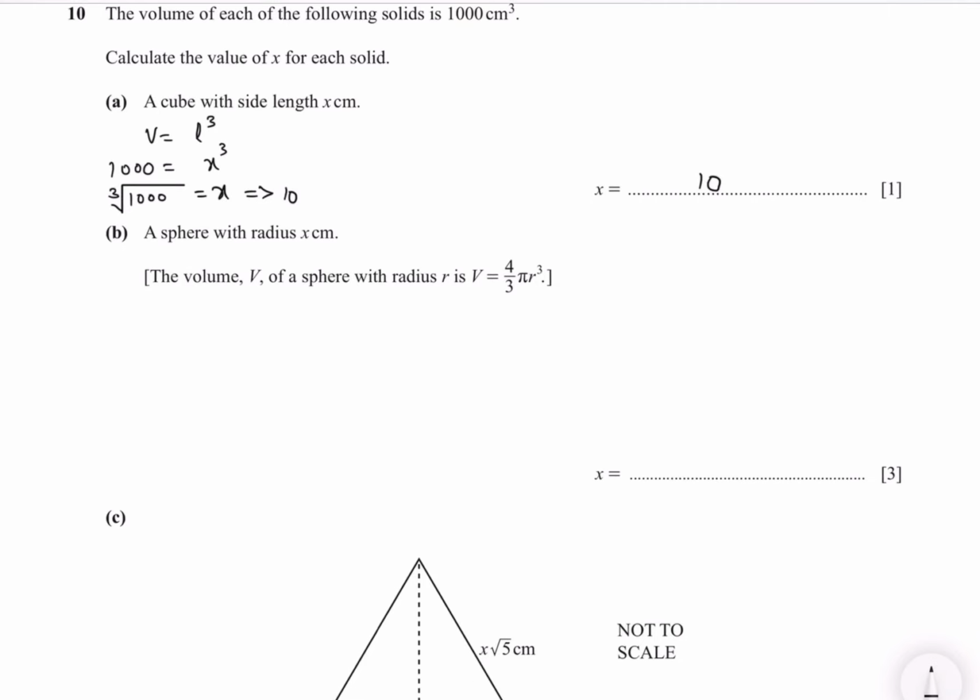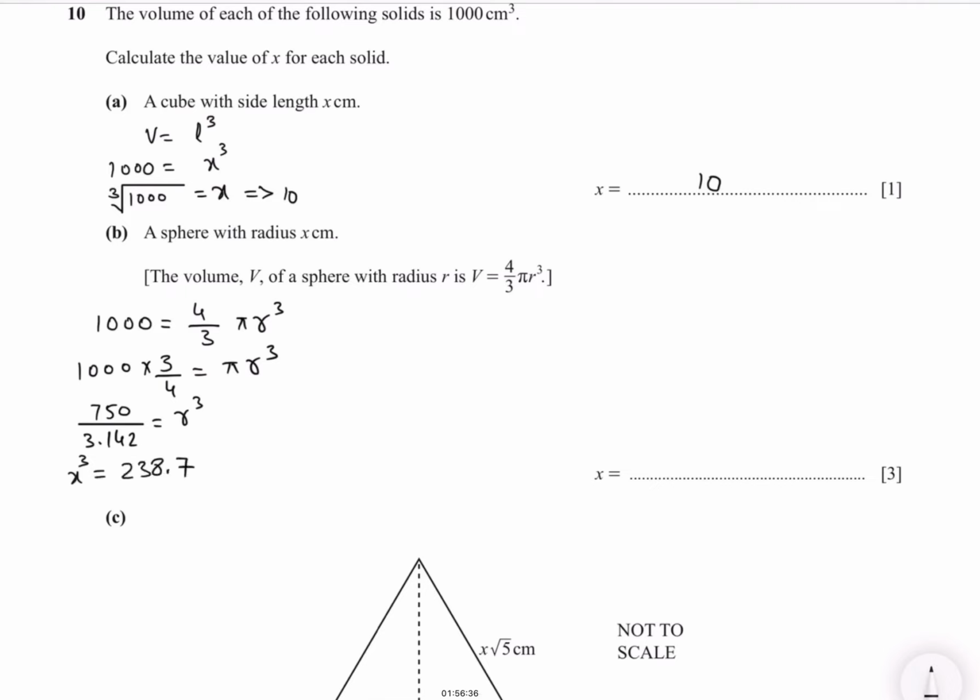Sphere with radius x. So you write 1000 in V, 4 over 3 pi r cube. In r you can write x, and then make it the subject. So this is x power 3 is equal to 238.7. Now take the cube root of 238.7. So your x is 6.2.